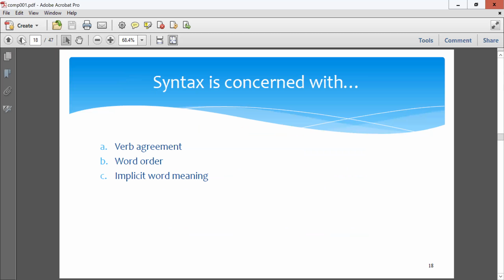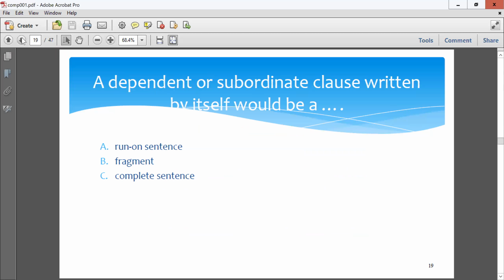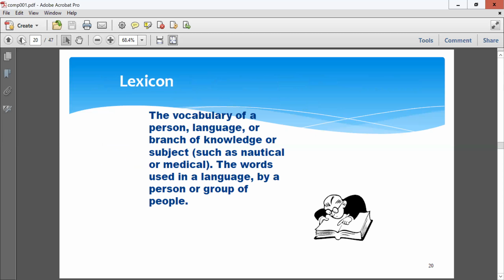So syntax is concerned with what? Hopefully you said word order, because that is correct. A dependent or a subordinate clause written by itself would be a fragment, because it's dependent on either the subject or another part of the sentence to make it whole. Those were some examples. I don't believe that the questions are that simplistic, but it gives you an idea of the type of thing that you should be able to identify. We'll see an example of those questions in the practice guide.